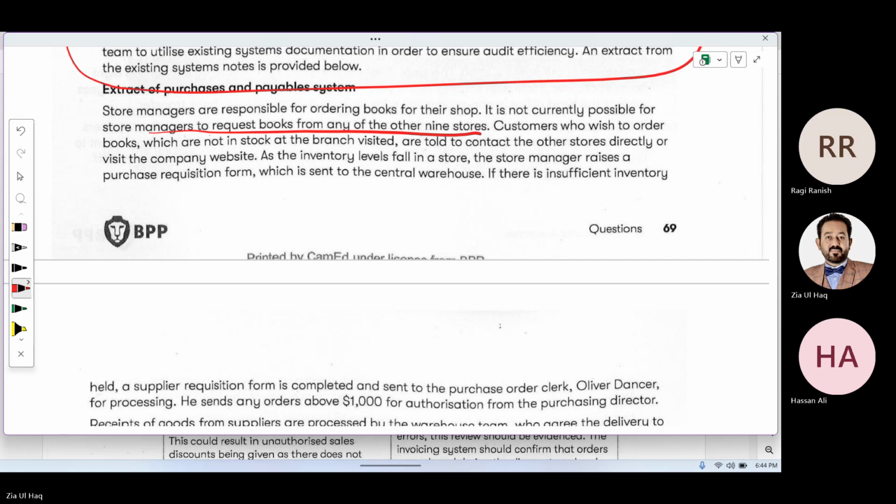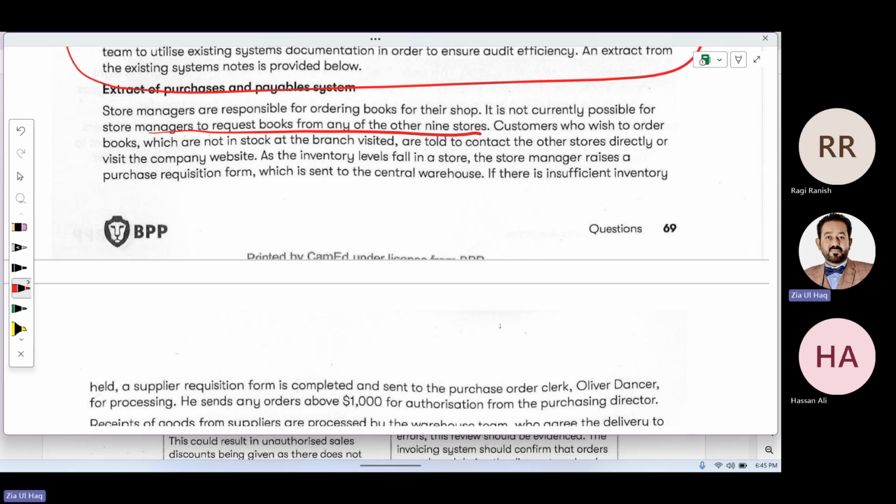Is that fine? For writing a test of control, we need to use the wording of a procedure to collect evidence: inspection, observation, inquiry, confirmation, recalculation. We need to use any of these words. So evidence will be sought by inquiry from the store manager. Is that fine? Okay.